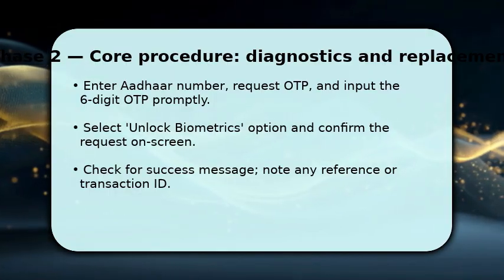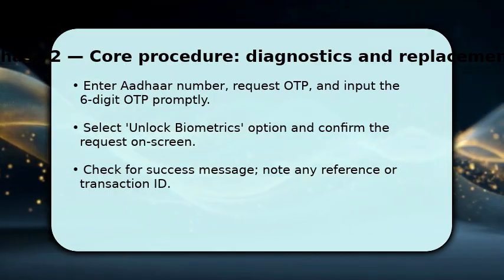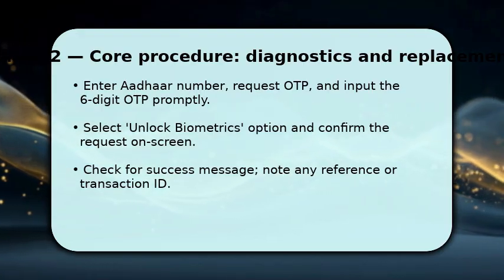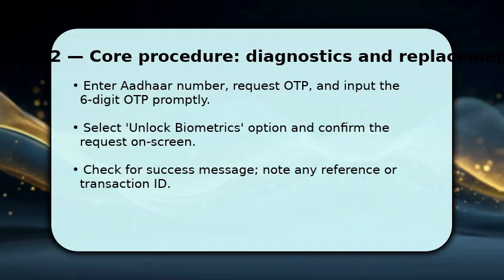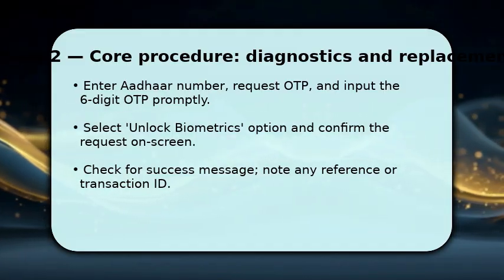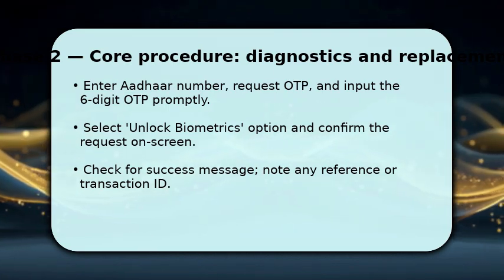The system validates your OTP and account state. Pay attention to on-screen prompts. If additional CAPTCHA or consent appears, accept it so the unlock can proceed. Once the server processes the request, you will see a success message and often a reference ID. Make a note of that for your records just in case.